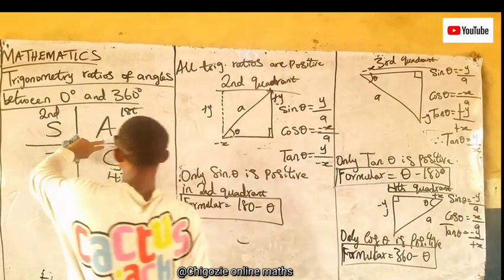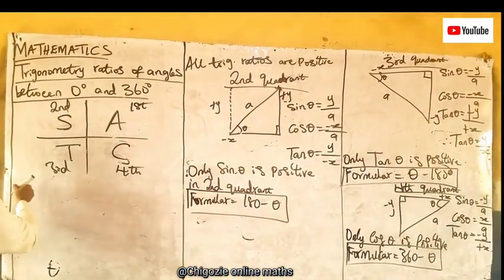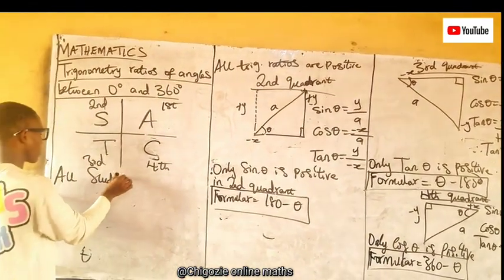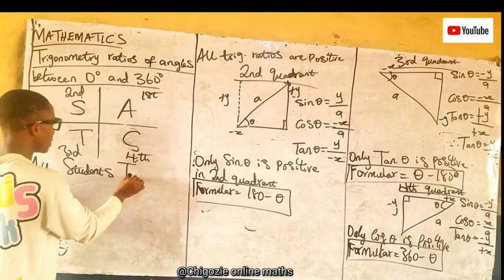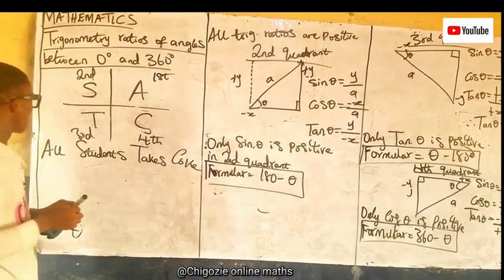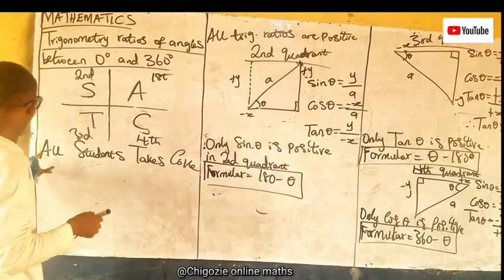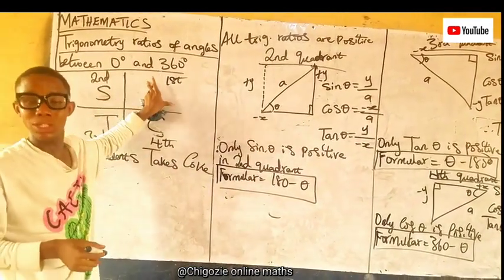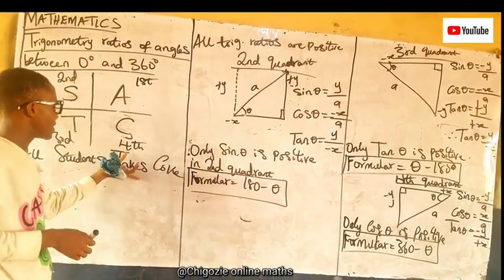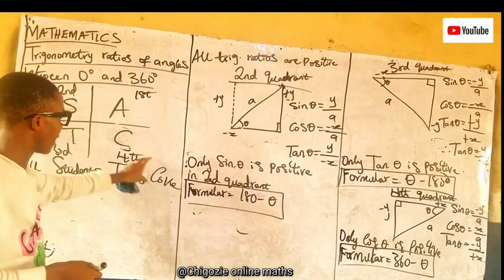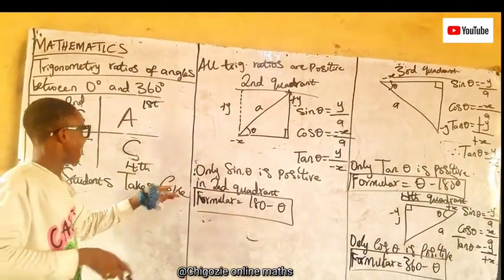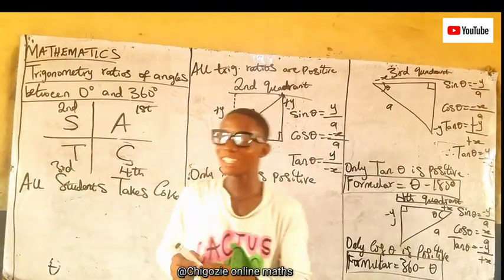Now, this is how we memorize it. A signifies, we call it, all students. All students take Coke. This is a simple memorization, where A signifies all is positive, S signifies sin is positive, T signifies tan is positive, and C signifies Coke, as in Coke, C signifies that cos is positive.